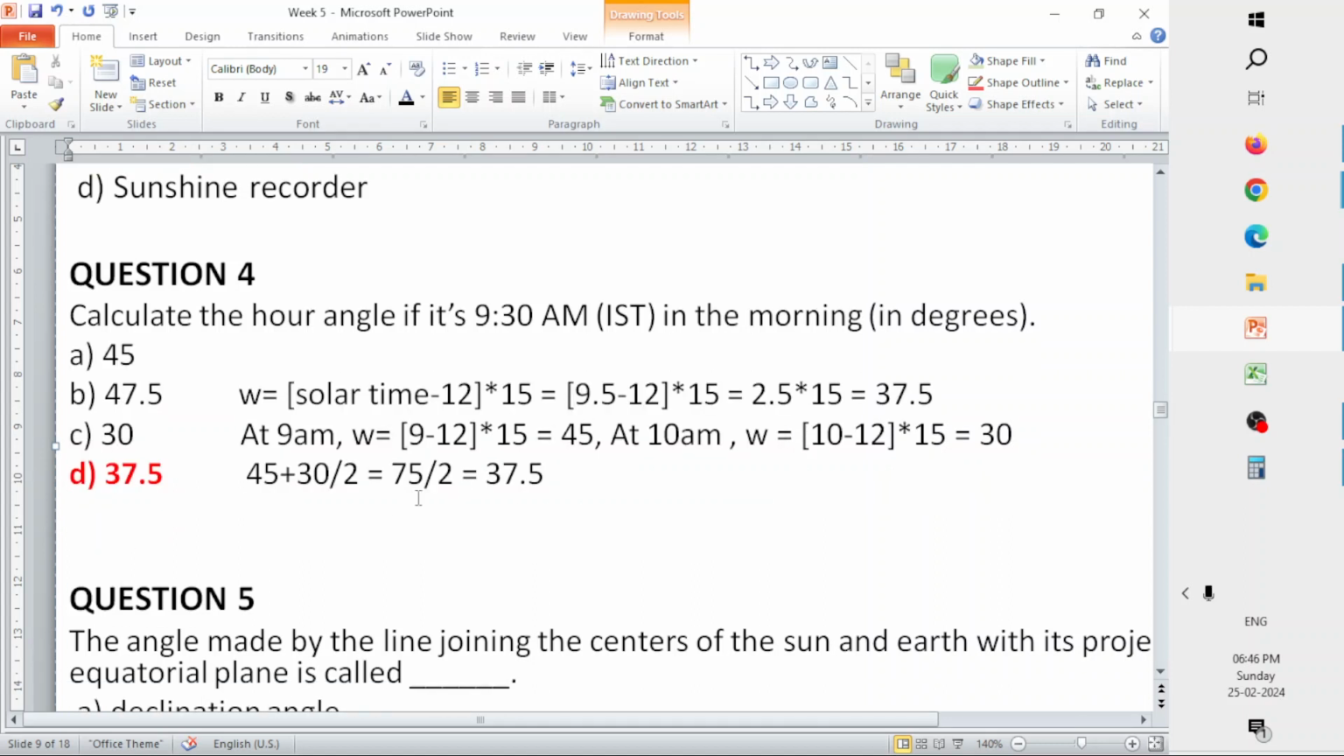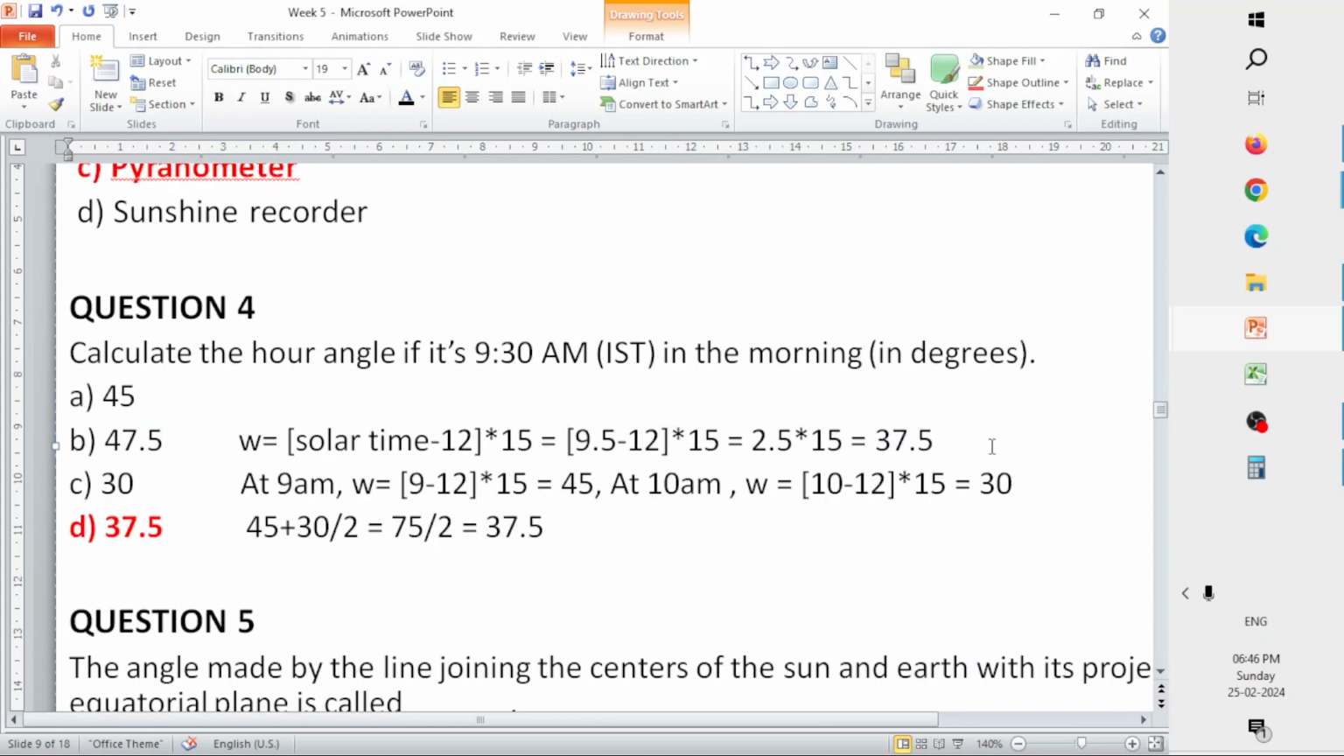So this is an alternative and lengthy approach, but this one will be shorter. If you convert the 9:30 am into total hours, maintaining the units as hours, then it will be (9.5 hours minus 12) into 15. So you can easily calculate it in a single step rather than calculating it at 9 am, 10 am and then dividing by 2. This also gives the same result we have verified here. So it's up to you to choose which method you want to go with.